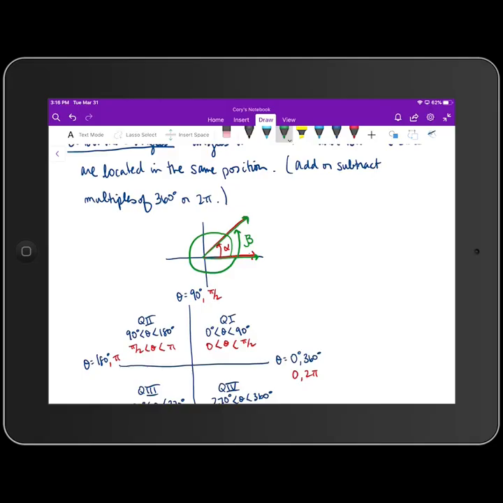And I can keep adding multiples of 360 or subtracting multiples of 360, and those are all going to give me angles that are coterminal. The initial and terminal sides are going to be in the same location.